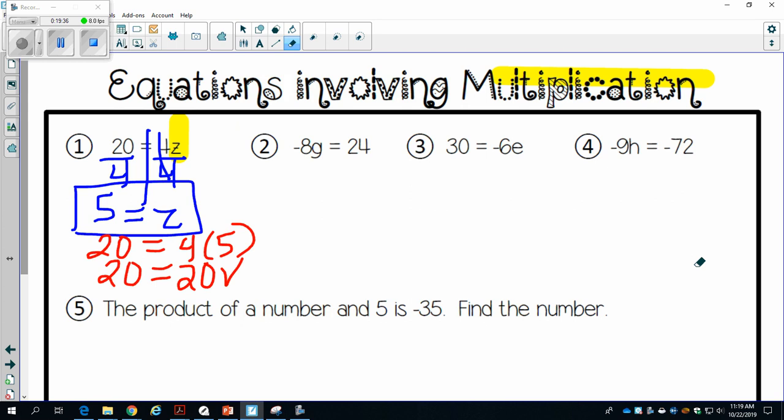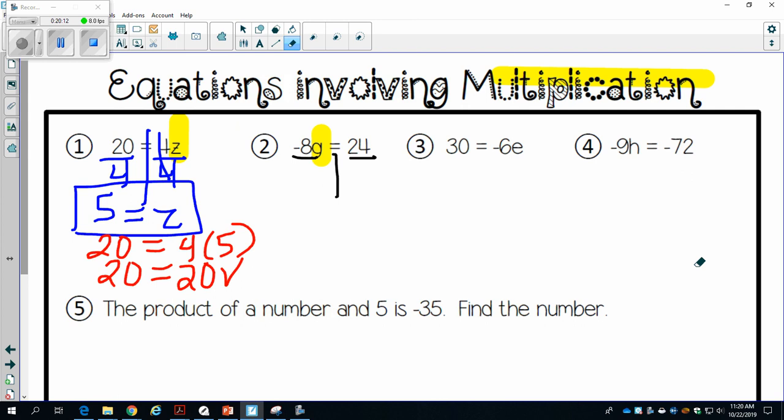All right, we're going to look at one more, and then I'm going to have you try some of the other ones on your own. So let's look at number 2, or one more for multiplication. We have negative 8 times g equals 24. Our variable's on the right side again. We're going to go ahead and highlight the variable to show that's what we're isolating. And again, this is multiplication, so we're going to undo multiplication by dividing.